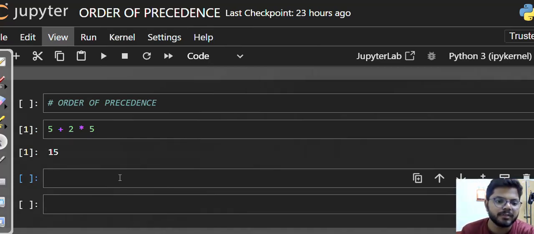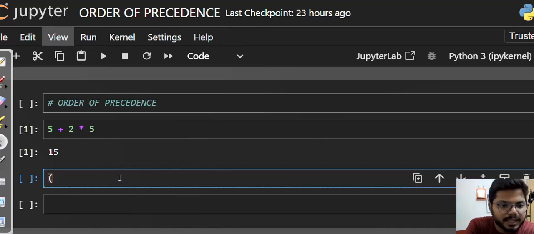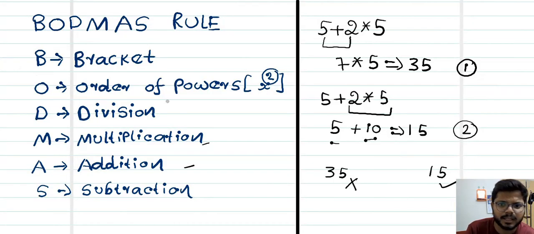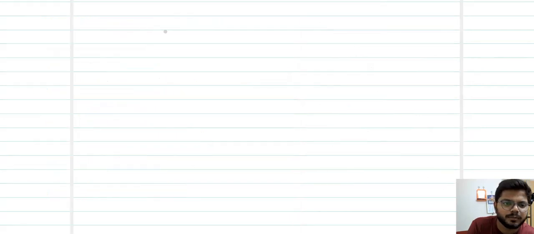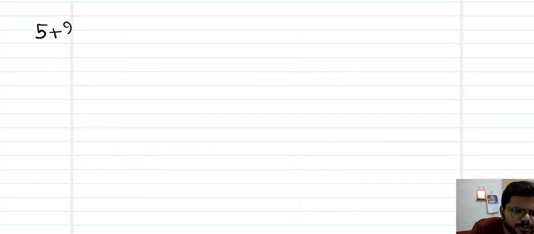But I will change it slightly. Now I will keep 5 plus 2 in brackets, 5 plus 2, now into 5. For this, try to think once carefully. When we execute (5 plus 2) into 5, I will write here in a new page. So if I have taken 5 plus 2 in a bracket into 5.